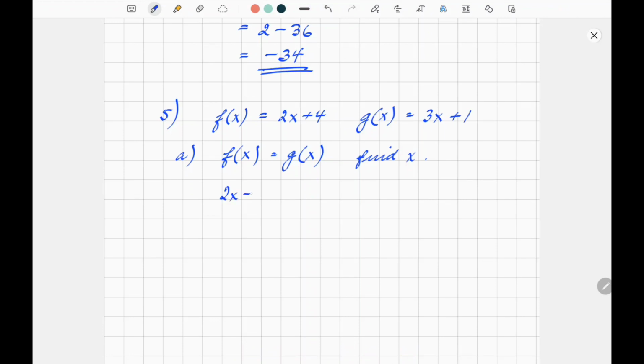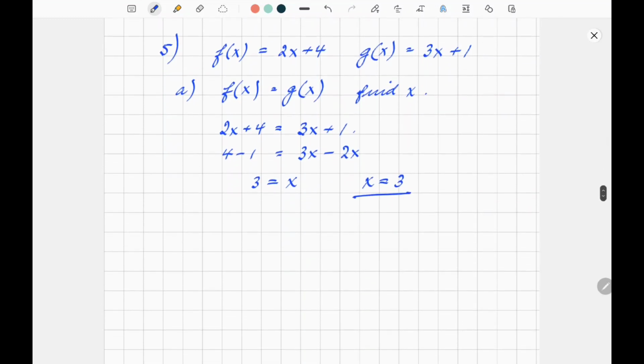So we have 2x plus 4 equals 3x plus 1. I'm going to keep the x's positive, so I'm going to bring the 2x to the right-hand side. So 3x minus 2x, and 4 minus 1 on the left-hand side. Make sense? So basically we have 3 equals x. It doesn't really matter whether you write 3 equals x or x equals 3, but I suppose we're all more comfortable with x equals 3. So that's the first part of the question.